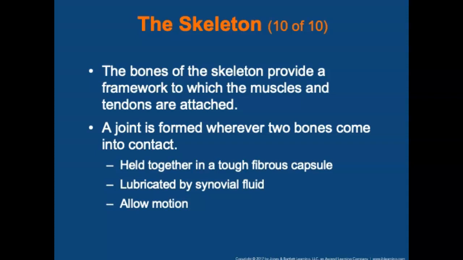Joints allow circular motion, such as the shoulder; hinge motion, such as in the knee and elbow; minimal motion, such as in the sternoclavicular joints; or no motion, such as the sutures we have in our skull.